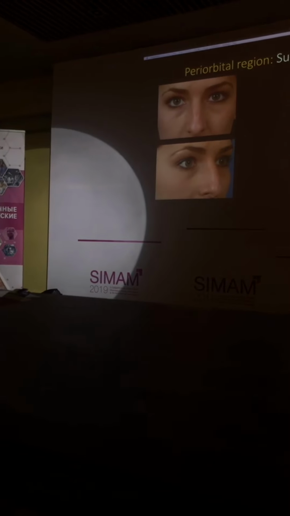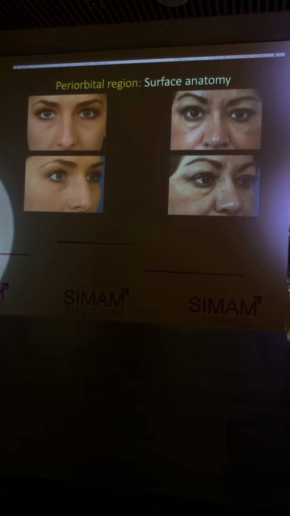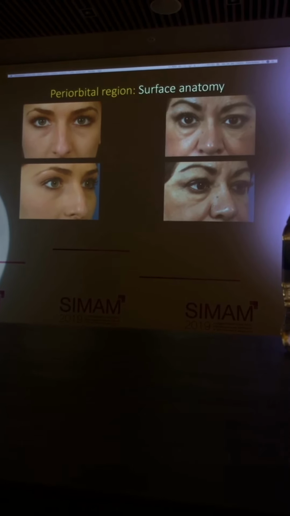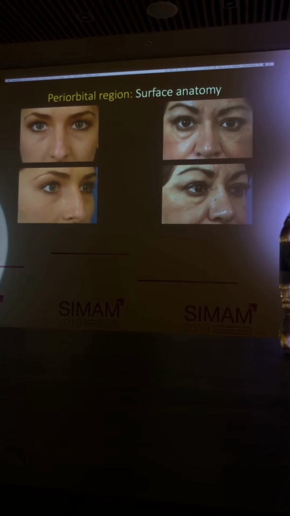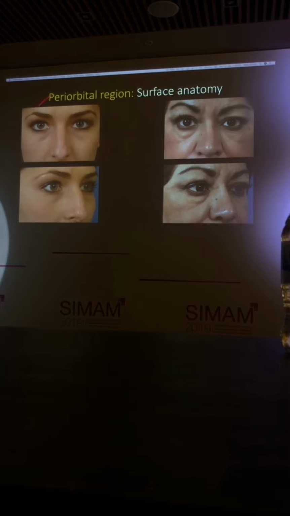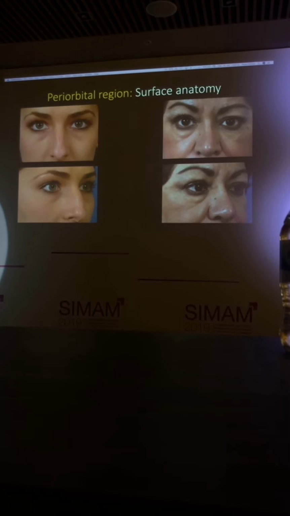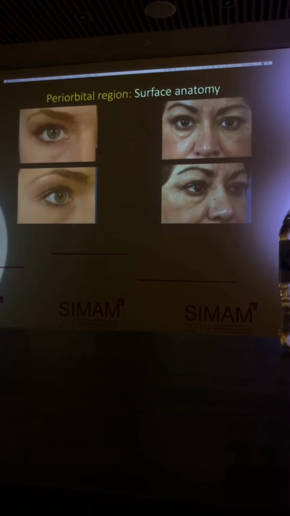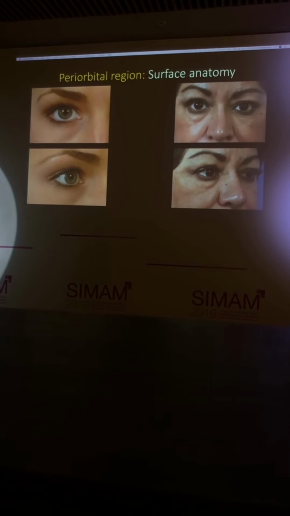Now we move to the periorbital region. Regarding the periorbital region, we have to understand firstly the surface anatomy. This is a young patient, this is a little bit older. And what do we see if we examine the eyes?